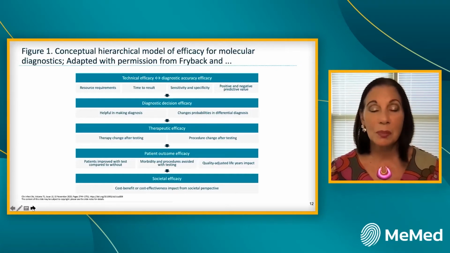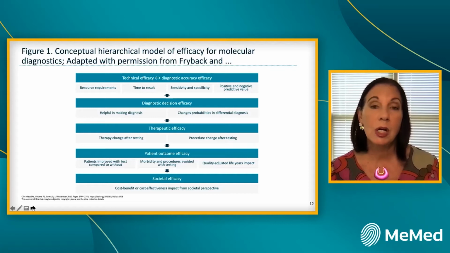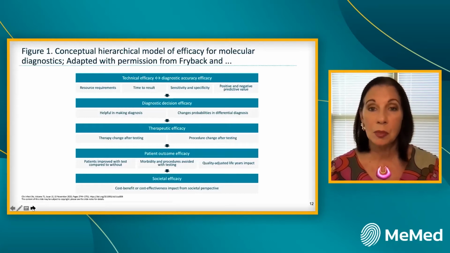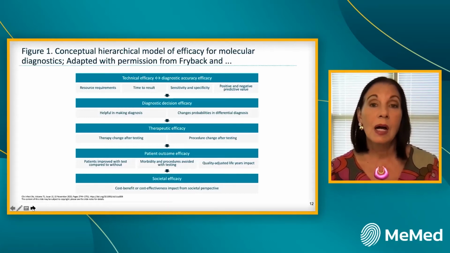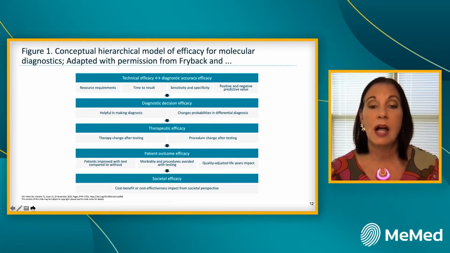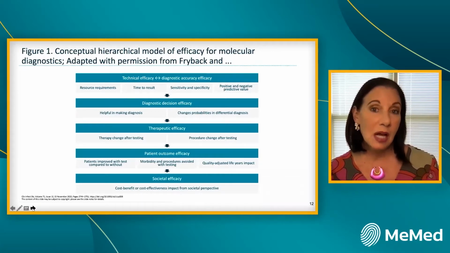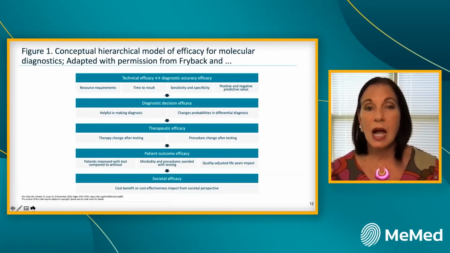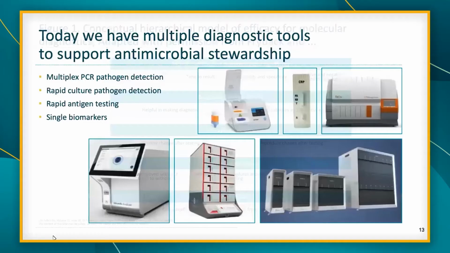Does it change morbidity or mortality because we know the organism, or is it viral or bacterial and can target our therapy effectively from a very quick turnaround, maybe in an hour or day one versus 3 to 4 days with traditional culture methods? And then the societal efficacy, the cost benefit and cost effectiveness from a societal perspective. So that's ideally what we should be looking at as we evaluate therapy.